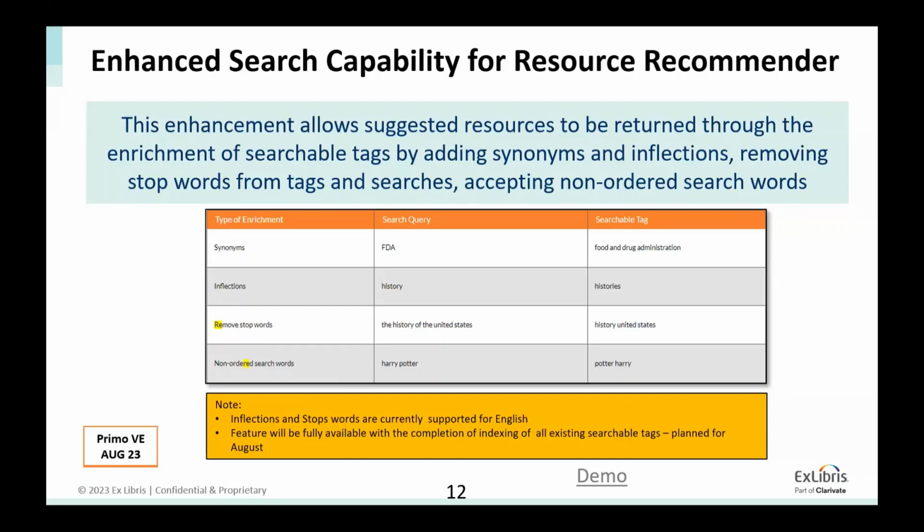But for those of you that already have a bulk of resource recommenders configured and existing, they will just have to wait until the August installation is completed. Then we will run a job. It will be transparent for you, but we will run a job to index all of those existing searchable tags, so it will be implemented and available also for the existing ones. You don't need to do any saving or something like that. It will be automatic.